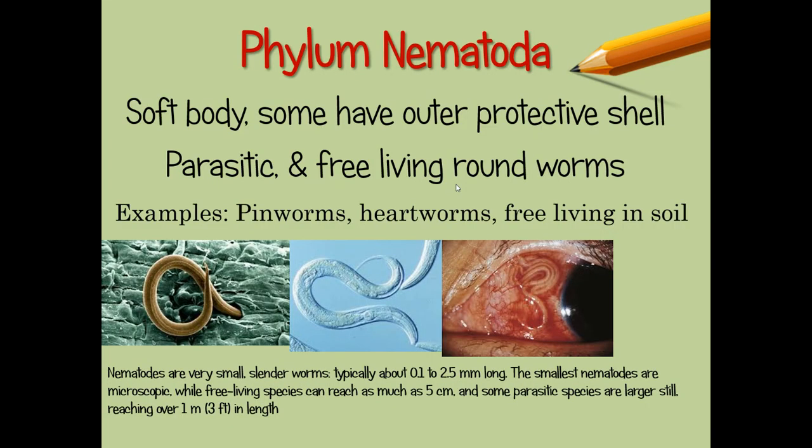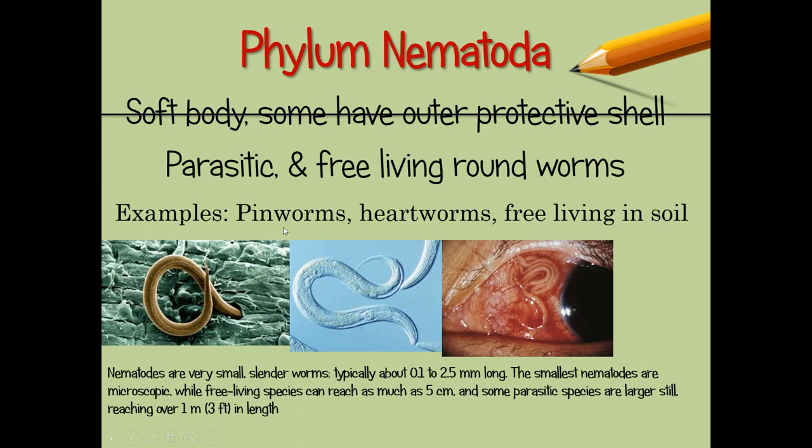All right, the nematodes. These are worms. A lot of them are parasites. They're called roundworms. And ooh, that's right. That's what it says in your notes. It says soft body, some have an outer protective shell. That's an accidental repeat from the mollusks. So if you are using your green notes, cross that out and just write in parasites. You can just write free living roundworms. Those are the two different groups.